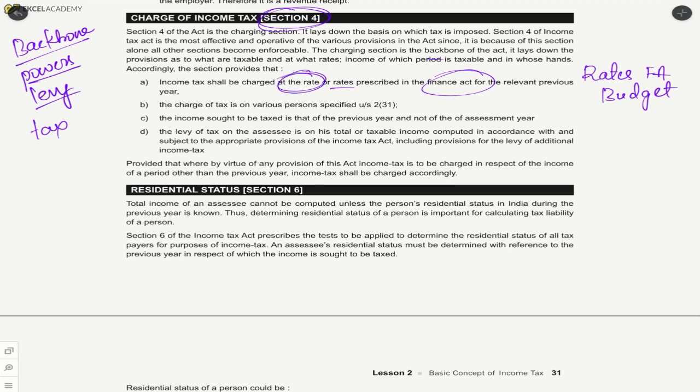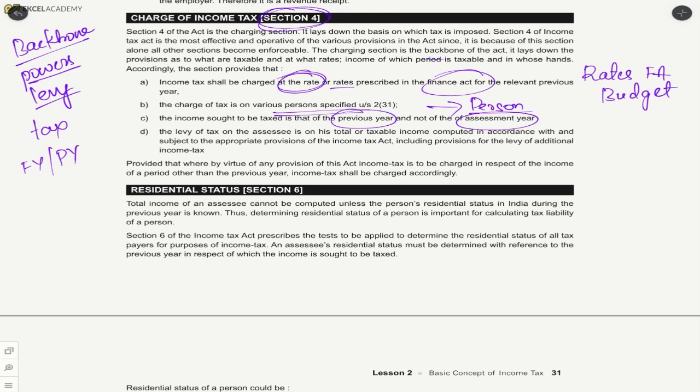The charge of the tax is on various persons specified under section 2(31). That means we have already looked at the definition of person. So now this charge is on none other than those persons. It could be an individual, company, AOP, BOI, etc. The income sought to be taxed is that of the previous year and not that of the assessment year. That means not of the financial year but of the year before that.